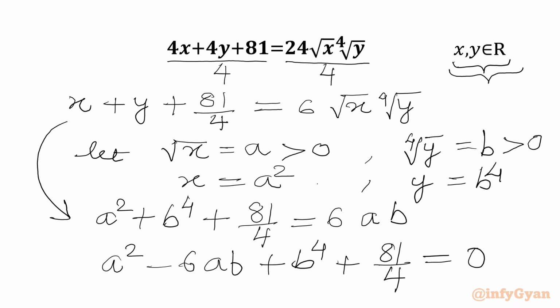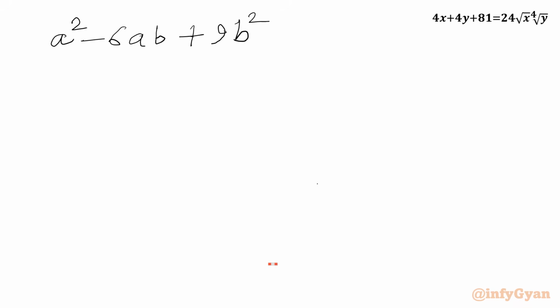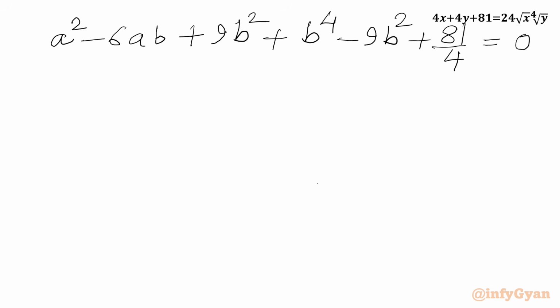Now we are going to add 9b square and subtract 9b square in the LHS. So we can write a square minus 6ab. Now we will add 9b square here. Then we'll write the b power 4 term. We can subtract 9b square over here. Then we'll write 81 over 4, equal to, RHS will be 0.